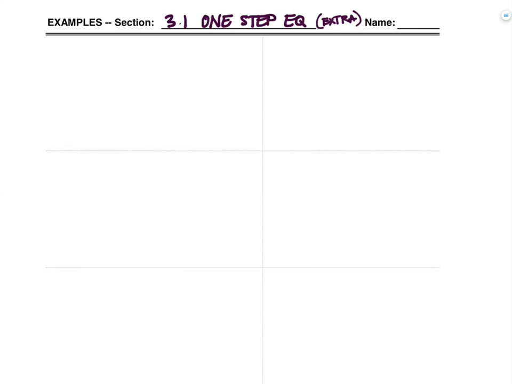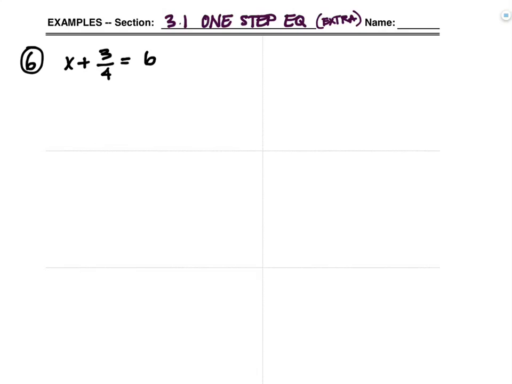So now on our 3.1 one-step equation extra example sheet, let's give a couple of extra examples. The first example is x plus 3/4 equals 6. So I need to look at this and identify, we're using the steps that we had from last week. So can I simplify either side? My next step is to identify the current operation, then identify its inverse, and go ahead and make that solving happen.